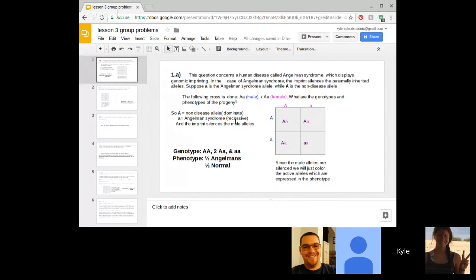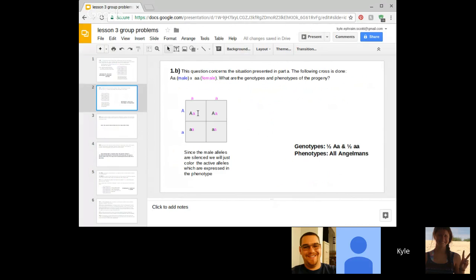is the non-disease allele. So what I've done is I've marked the male alleles and the female alleles, since the paternally inherited alleles are silenced. So in my box here, I just have the alleles that would be shown as the phenotype. And then right here we have all the genotypes that occur, but for the phenotypes, since the male alleles are silenced, they're just going to be half Angelman's and half normal.